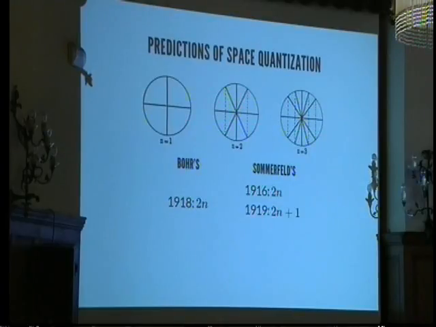In the second edition of Atombau, Sommerfeld mentioned that Bohr had this prediction, but he didn't subscribe to it. He just said in a footnote that Bohr argues that with an arbitrary transformation, this should not be allowed.